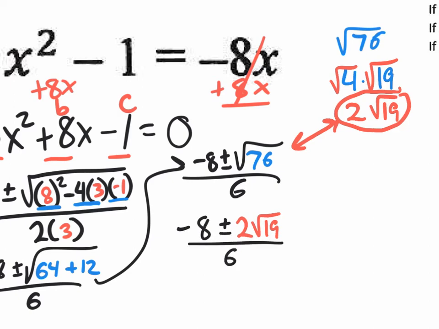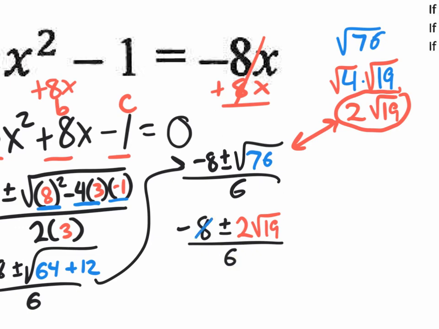Now, this is the answer. However, we could reduce it. This is probably one of the mistakes that most students make. They forget to reduce. If you have 3 terms, the 8, the 2, and the 6, and it's all divisible by a number, you should reduce it, right? If you have a fraction 4/8, you're not going to leave it 4/8. You're going to reduce it to 1/2. So the 8, the 2, and the 6 could all be reduced by 2.